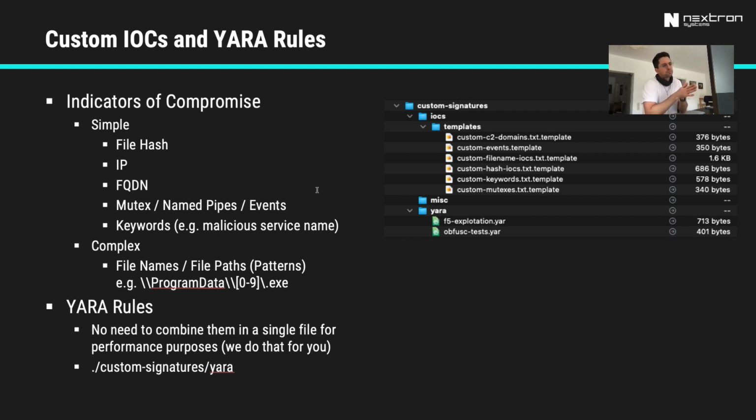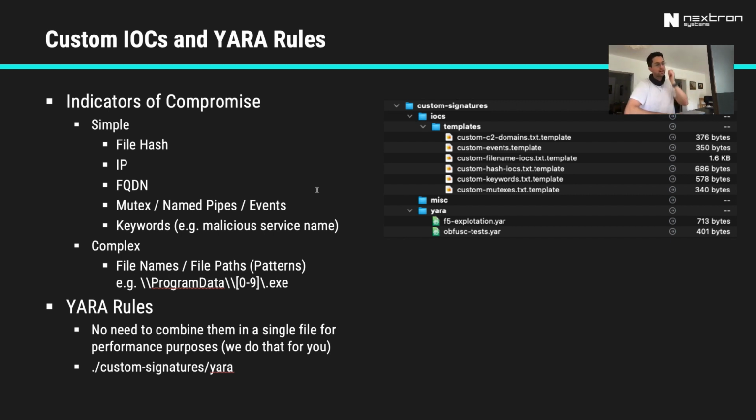And you can use many different IOCs. File hash IOCs, IPs, and fully qualified domain names as C2 IOCs. You can also use mutex, named pipes, and events. Sorry, the checks for mutexes, named pipes, and events are only available in the Pro version, and some keyword rules, like a certain service name or scheduled task name that attackers have used.